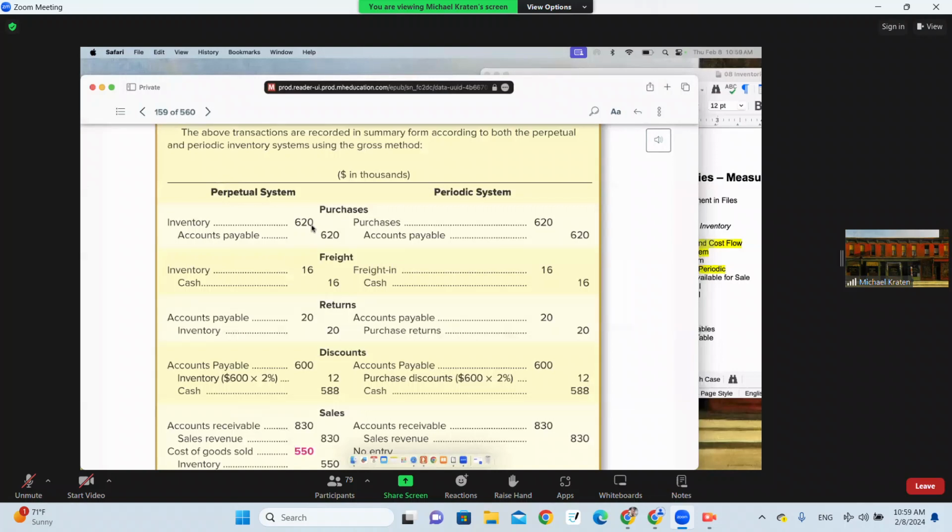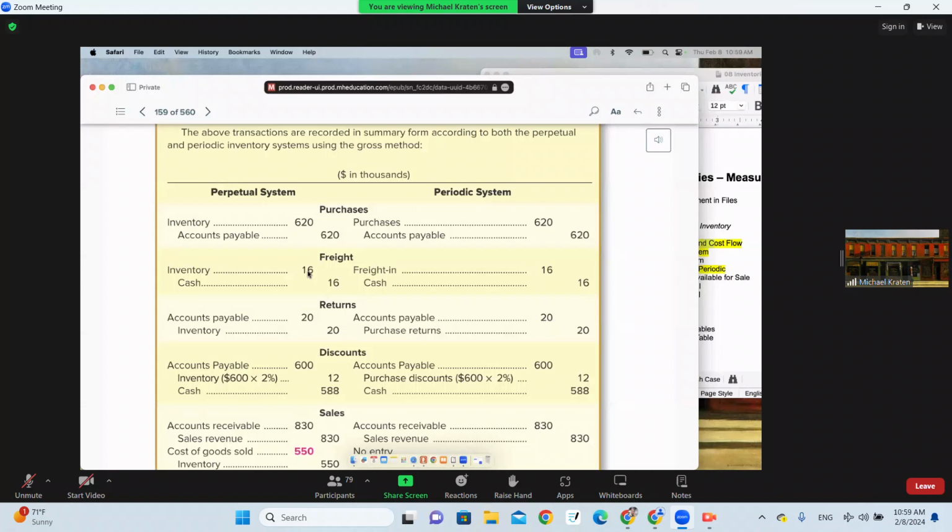Similarly, let's say you buy inventory for $620 and UPS delivers it to you. And then let's say 1 week later, you get another invoice in the mail, and it's from UPS. And UPS says, by the way, I need to charge you 16 bucks for delivering the inventory to you. Okay, I'm going to pay you the 16 bucks I owe you. Reduce cash by 16.